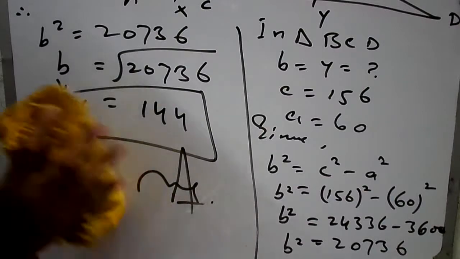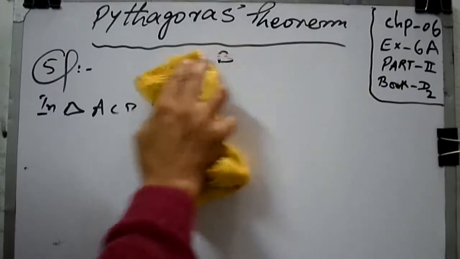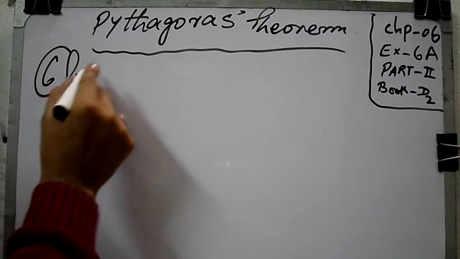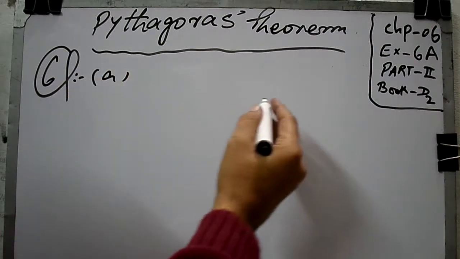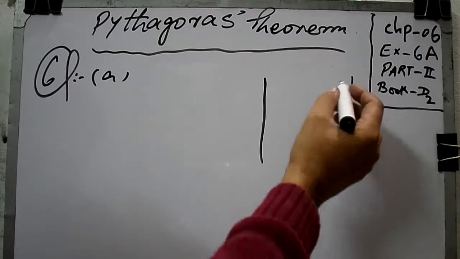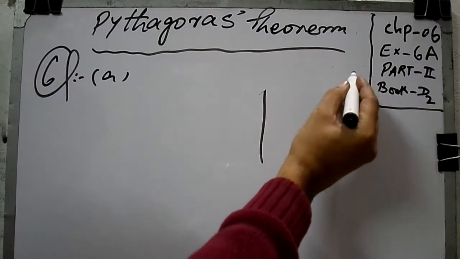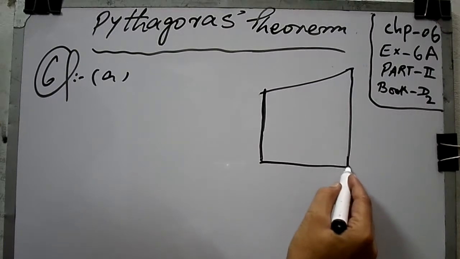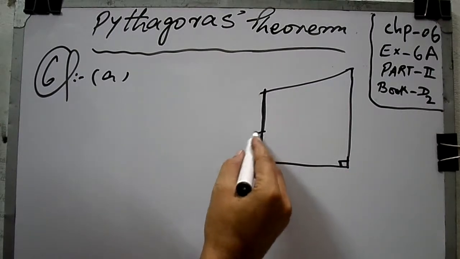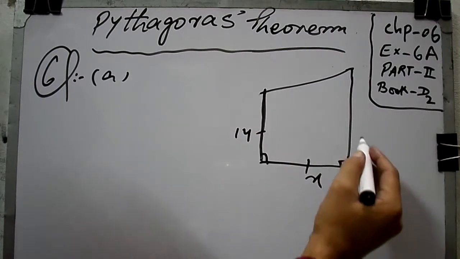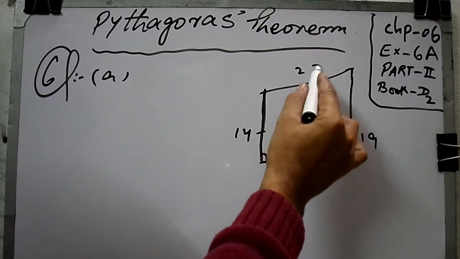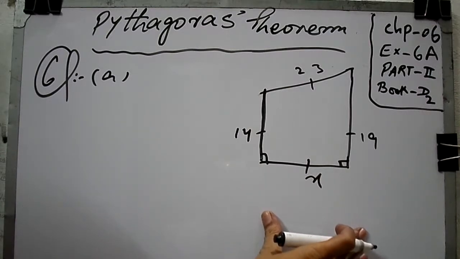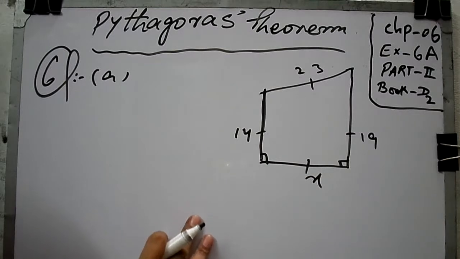Now coming to question number 6. In A part you have been given a diagram like you can see here. That is 90, that is also 90, this one is 14, this one is x, that one is 19, and that one is 23. So we have to find the value of x. How can we find the value of x? Give the name.